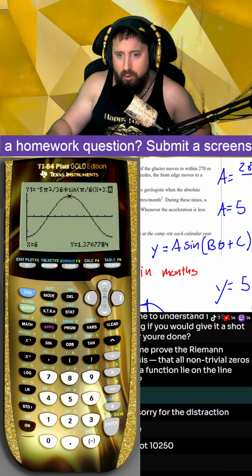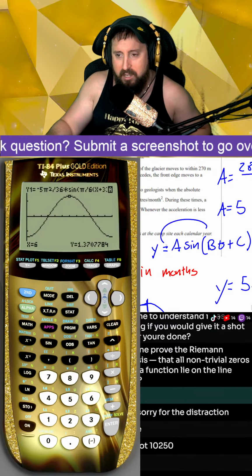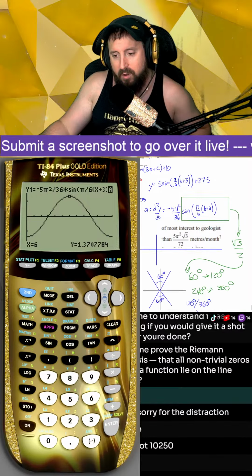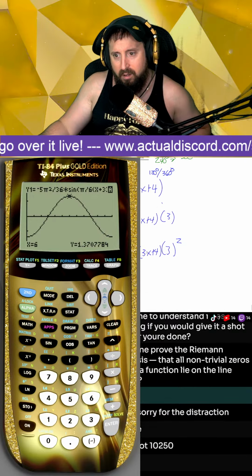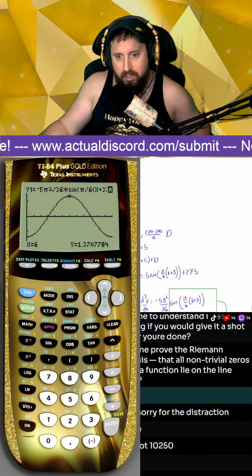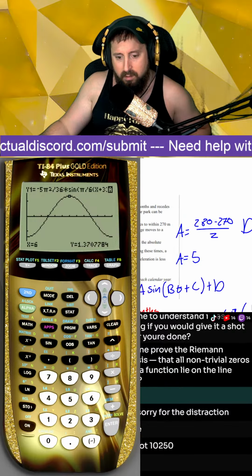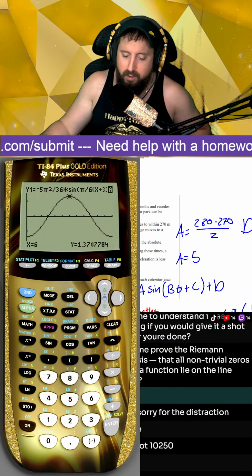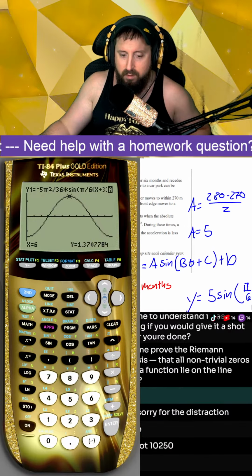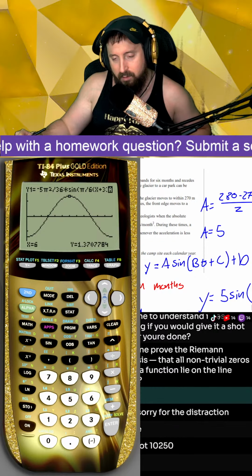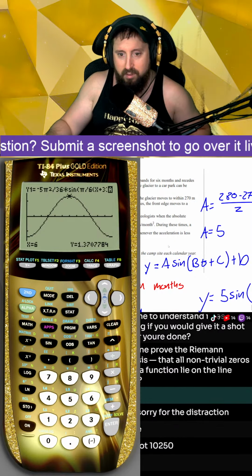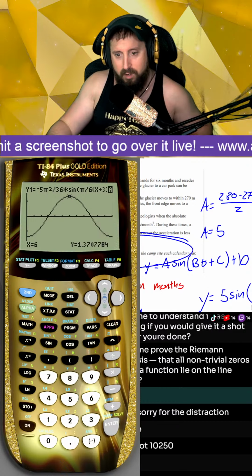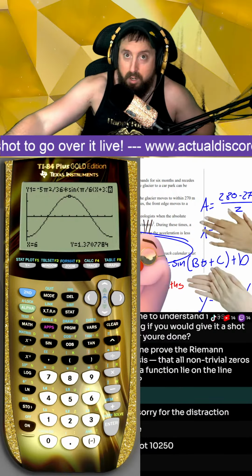The geologist will spend a total between 7 and 8 months at the campsite each calendar year. Oh, okay, yeah. I agree with that. I think it's between 9 months, really. Yeah, a third of the year. No, a third of the year is... so it's 4 months. So yeah. Yeah, I think this is cool. I think this, yes, reasonable. Nice. Cool question. I like that one. That's really dope.